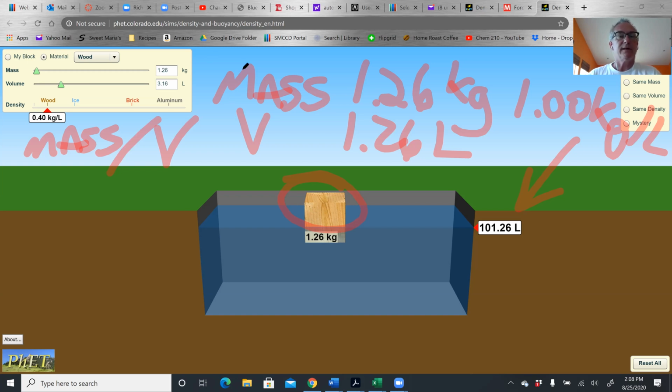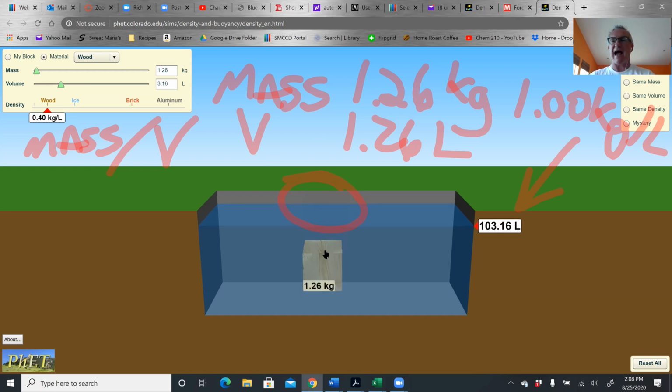So let me clear all this out. What should be the actual determination? What number should I actually use to calculate the density of this block of wood? What mass and what volume? Would you still use the 1.26 for mass, but the 3.16 for volume? So it'd be 1.26 over 3.16.